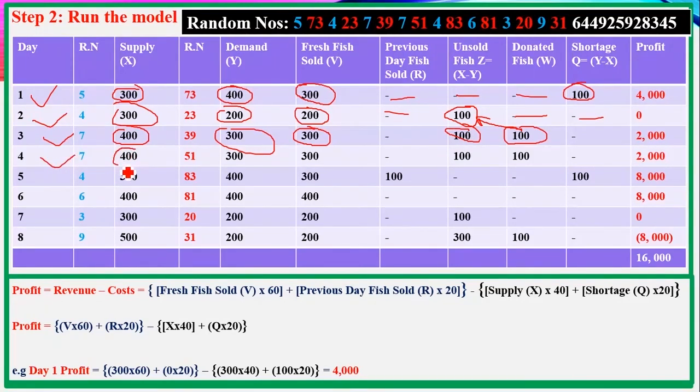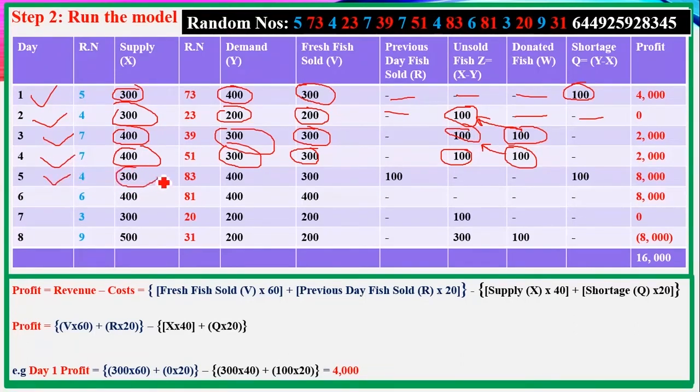We go to this day 4. The supply is 400. The demand is 300. As you can see, we are going to sell the 300 and we have a balance of 100. We have 100 that is not sold. Then this for the previous day, again, will not have a market today. So we are going to donate them. The 100 here that had remained the previous day will be donated.